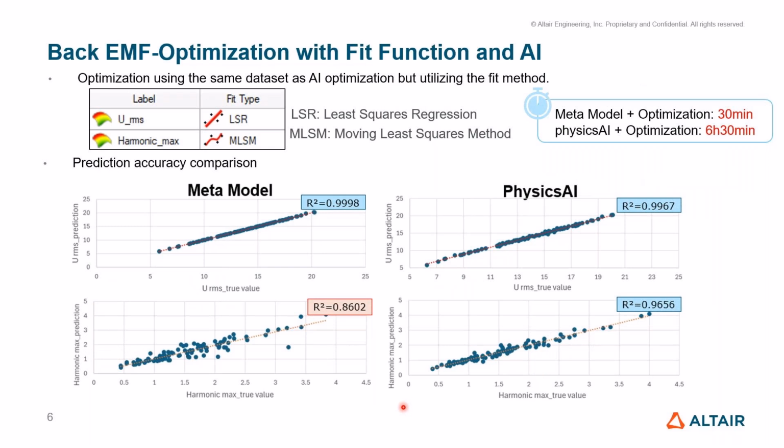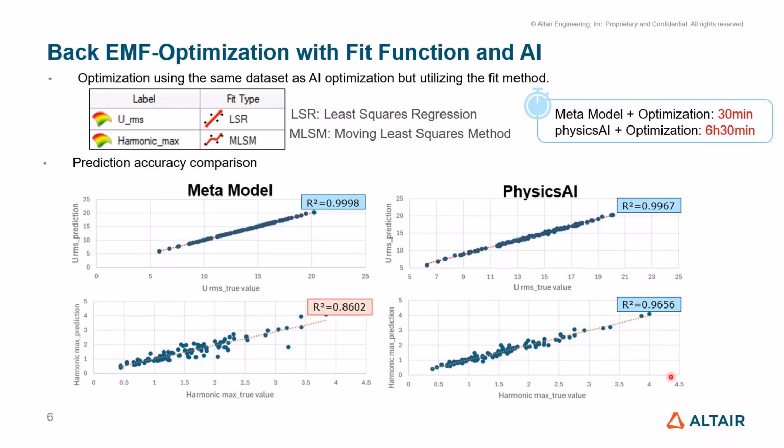So first thing, before optimization, when we did a fit for a normal fitting model, like the fit models that are already available within HyperStudy, you can see that the RMS value of back EMF is very good. The closer the R square value is to 1, the more accurate the prediction. The farther it is, the fit is not as good as the actual values that we got from FEM. So you can see that the maximum harmonic value is away from 1. That means the fit of the meta model is not that good.